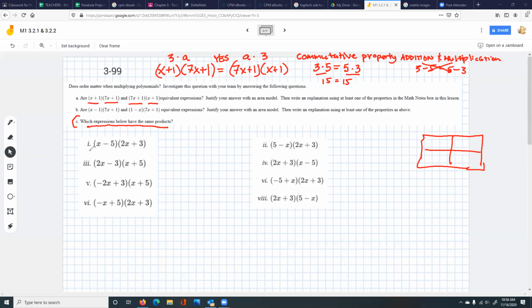Okay. So Roman numeral 1 is x minus 5 times 2x plus 3. Go ahead and copy that down. Roman numeral 2 says 5 minus x times 2x plus 3. Are those the same? No, these are not the same. X minus 5 is not the same as 5 minus x, right? Like I discussed up here. So these two don't go together. 3, let's go ahead and write down Roman numeral 3. 2x minus 3 times x plus 5. Go ahead and write that down. 2x minus 3 times x plus 5.